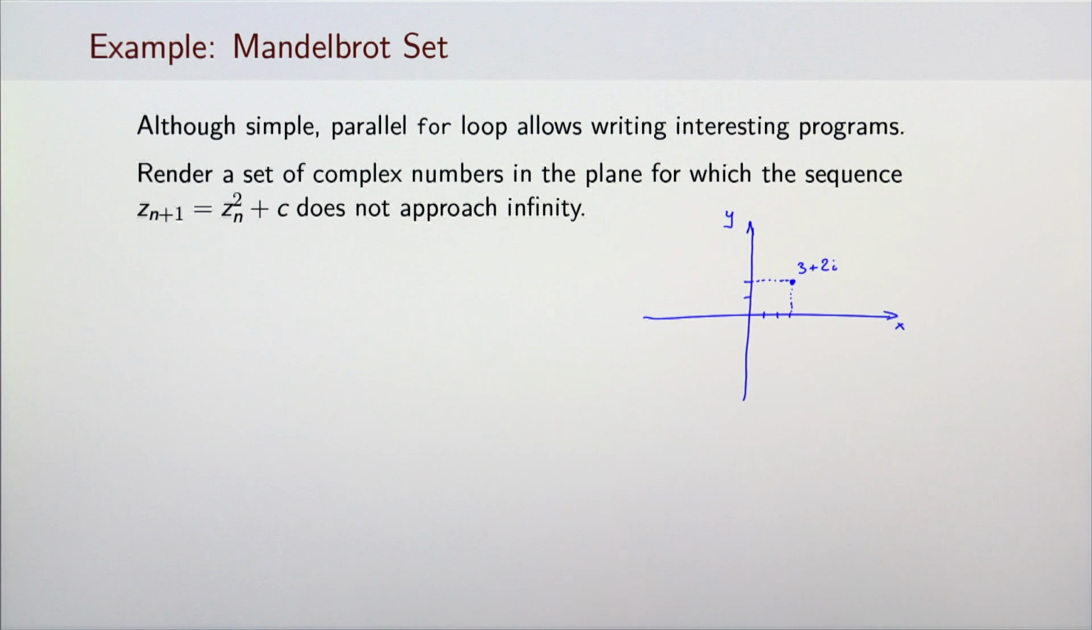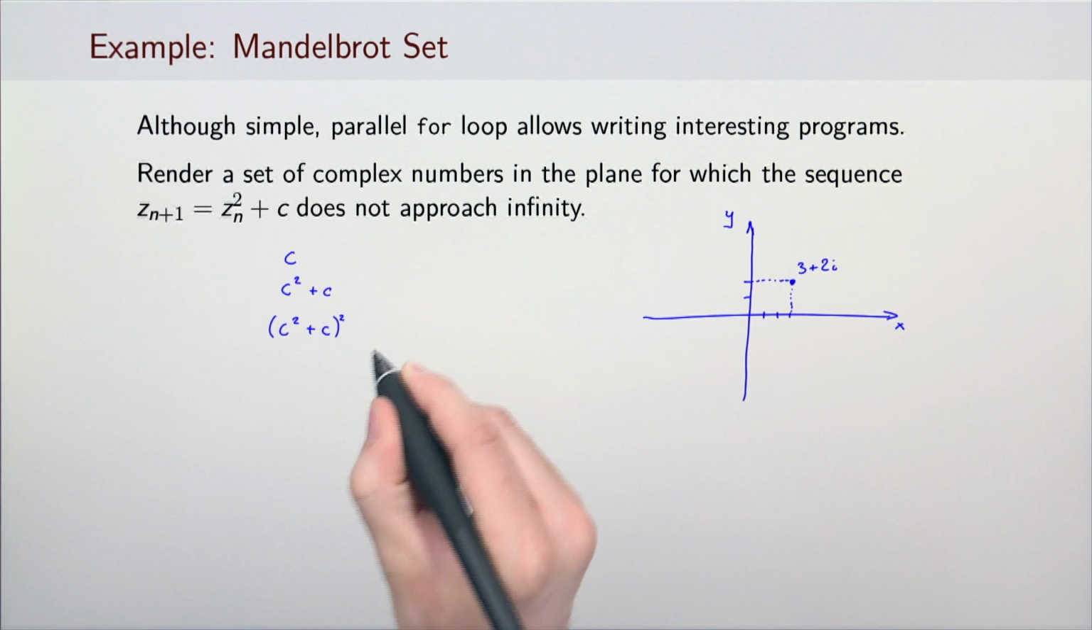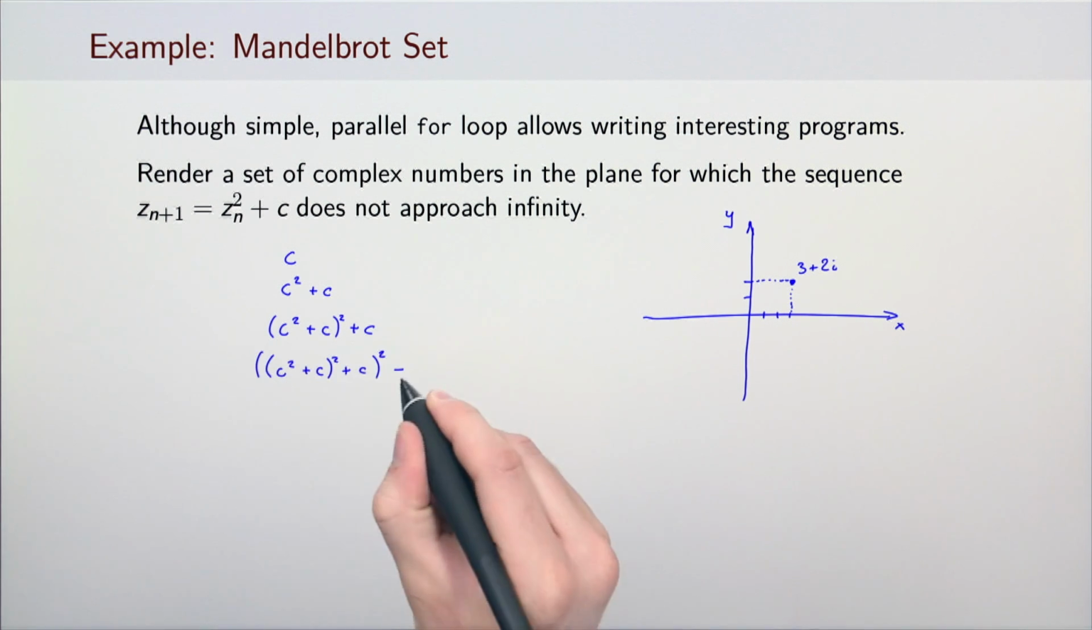The complex number plane is distinguished by two coordinates x and y. A complex number in this plane is written with a real and an imaginary component. So, for example, the complex number at coordinates x equals 3 and y equals 2 is written as 3 plus 2 times i. Here, 3 is the real component and 2 is the imaginary component, multiplied by a special value i. For any such number c, we can compute the following sequence.